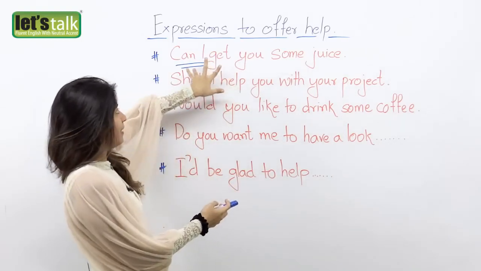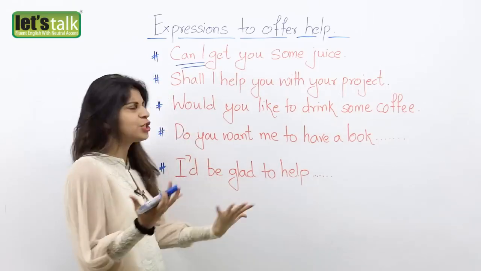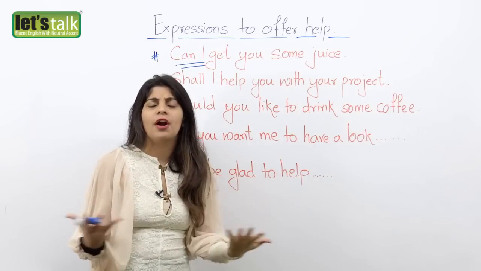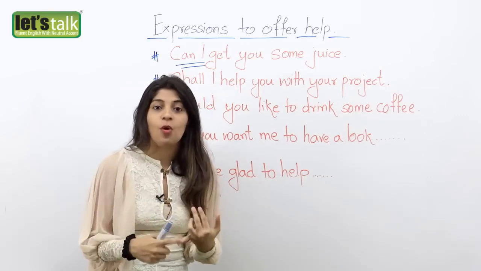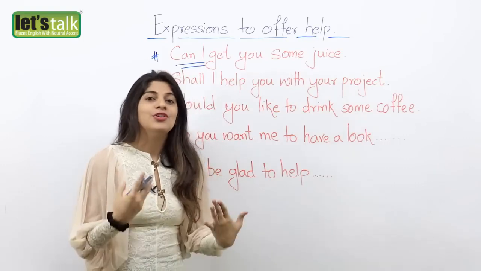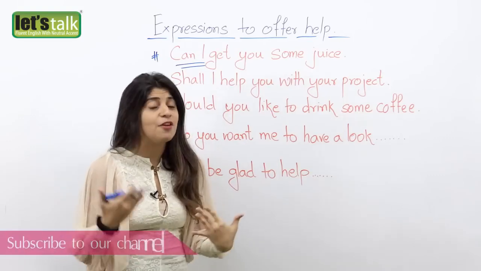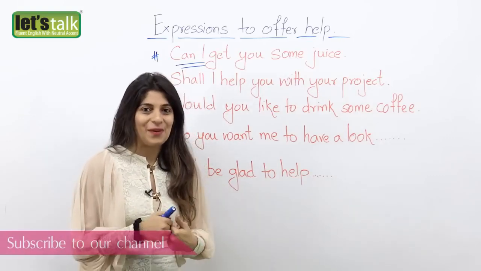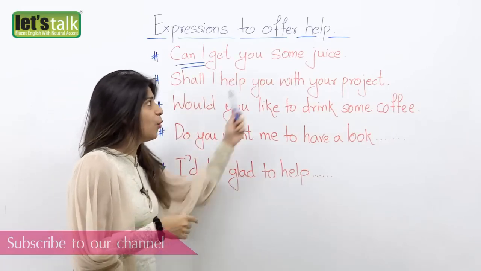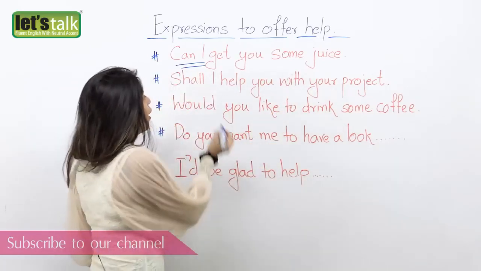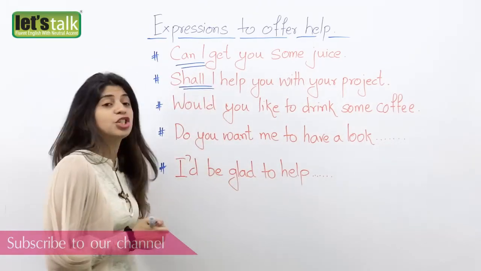So as we said, can I is a good choice of expression, especially when you are in a social situation, like when you are at a party or you have guests at home. So this is the way you would ask, can I get you some juice? Can I be of any assistance to you? Okay? Now another one here is, shall I help you with your project? So you begin to make your offer by using the phrase shall I.